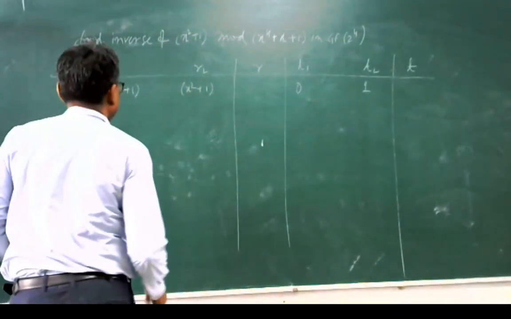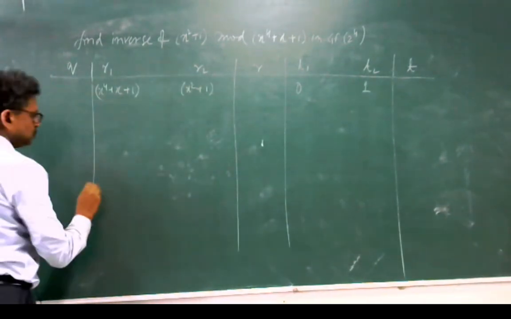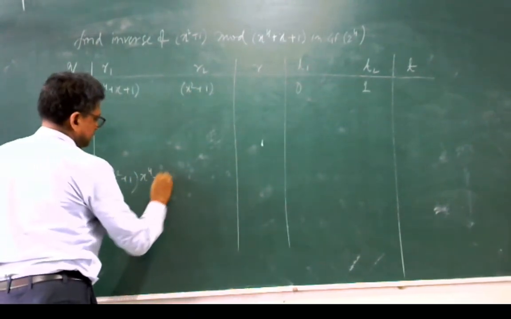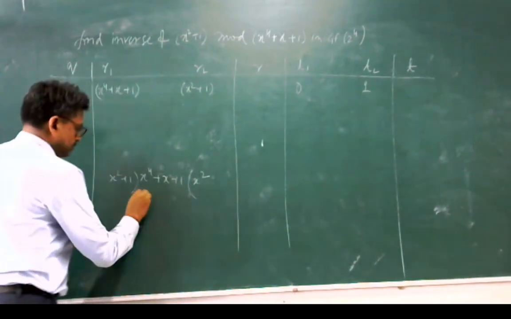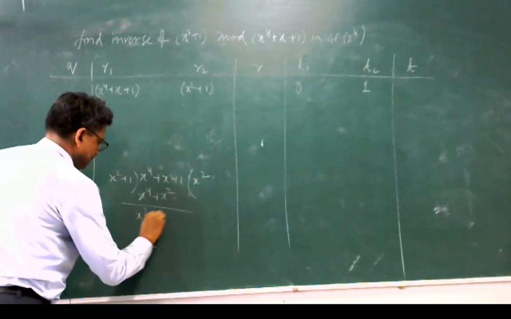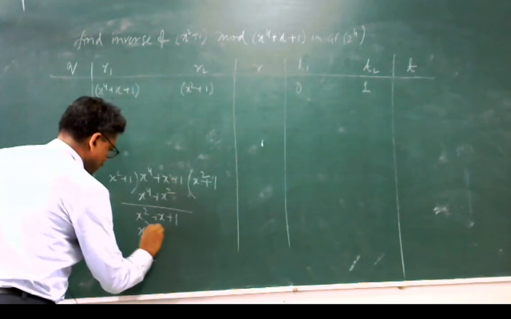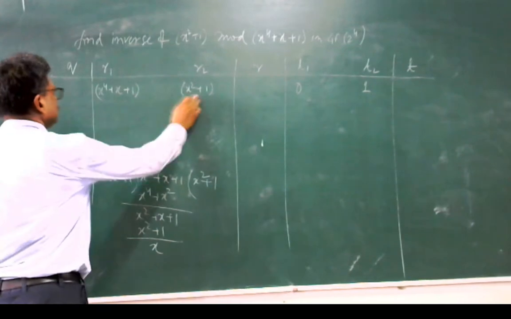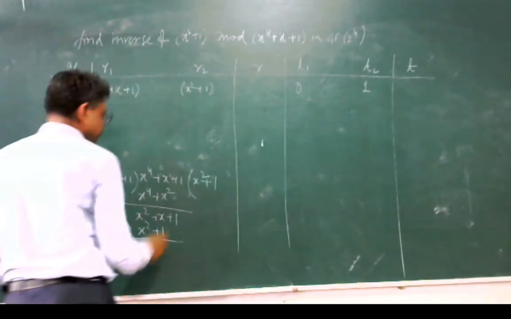So how many times will it go? X square plus 1. So let us do some rough work. X square plus 1 and x to the power 4 plus x plus 1. So what will happen if we do x square? So x4 plus x square. So we will be left with x square plus x plus 1. So it will go one more time. So it will be x square plus 1. So we will be left with x. So it means quotient will be x square plus 1 and the remainder value will be x.